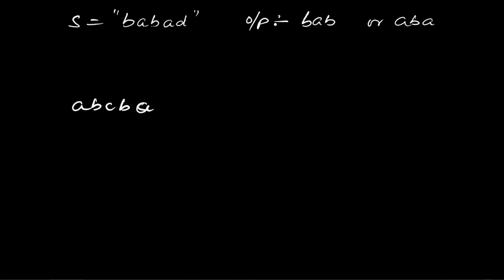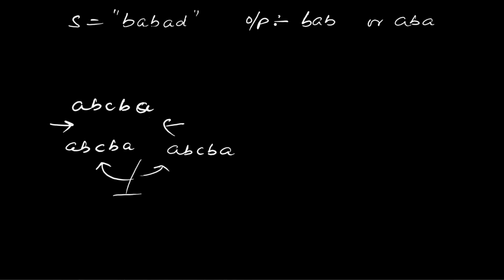So I have already written down an example of palindromic string. We can say this is a palindromic string. If you are reading it from beginning, it will be A, B, C, B, A. And again if you are reading it from last, it will be A, B, C, B, A. You can see that if you are reading it from beginning or from last, it is going to be same.